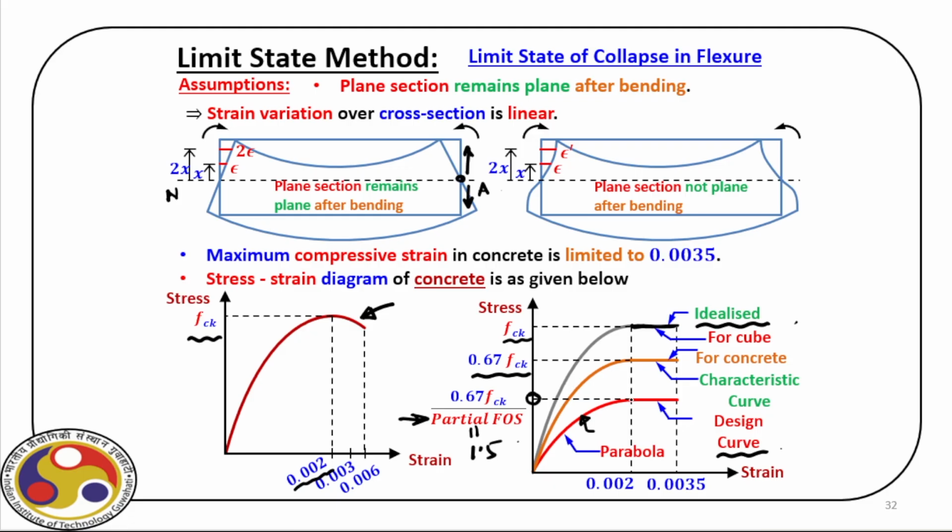And this point corresponds to 0.2% strain here. At the time of failure, the strain is 0.0035. So these are the features of this design curve we need to remember. We will use that in our further discussion on limit state method.